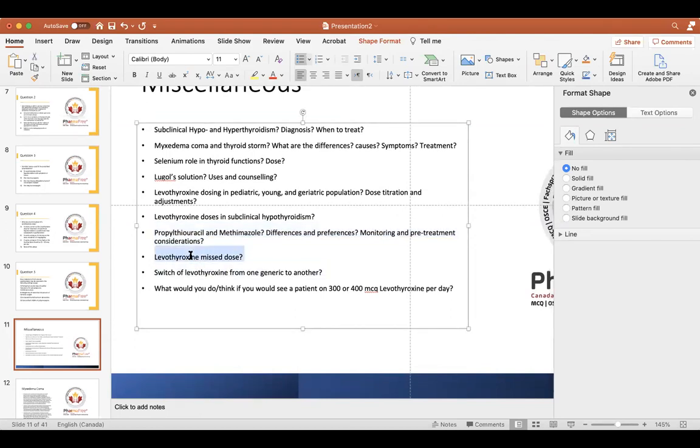Okay, so levothyroxine, yes, if the patient misses a dose of levothyroxine, what should we do?